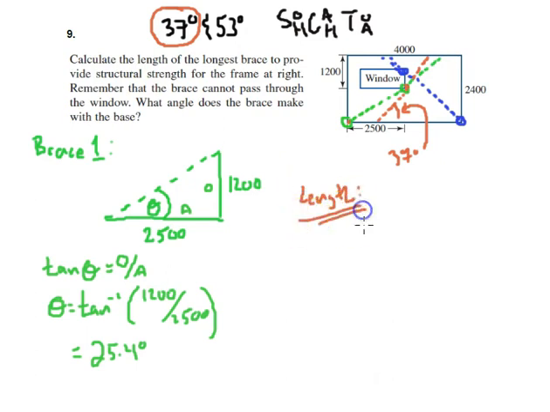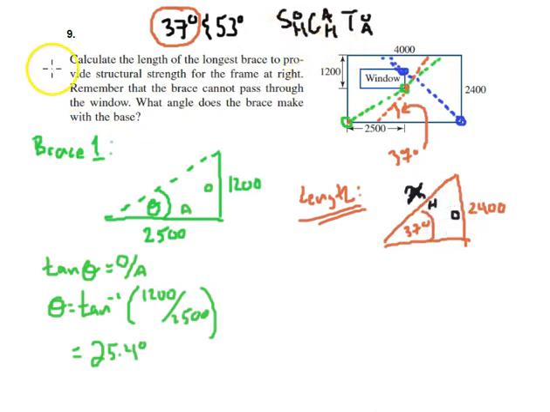Basically, we have a triangle. This is the brace, this is 37 degrees, and we know this is 2400. It's got to go all the way to the top. If we label this up, this is X, that's what we're trying to find. That means this is the opposite and this is the hypotenuse, so we're going to use sine.